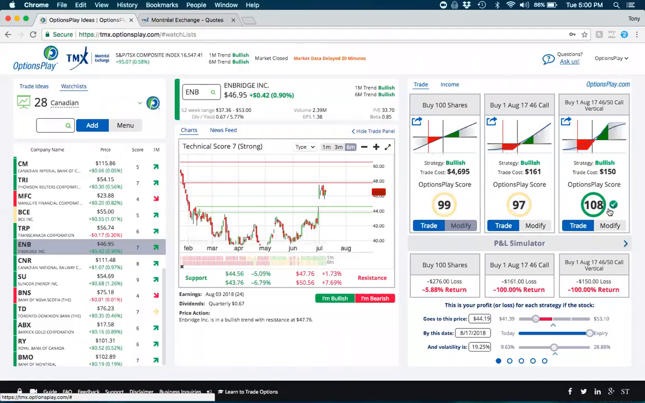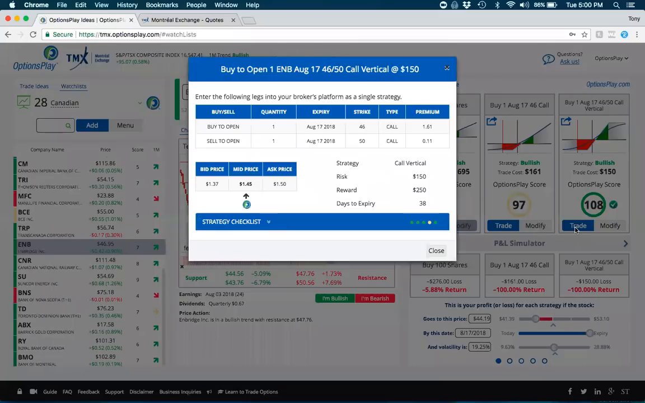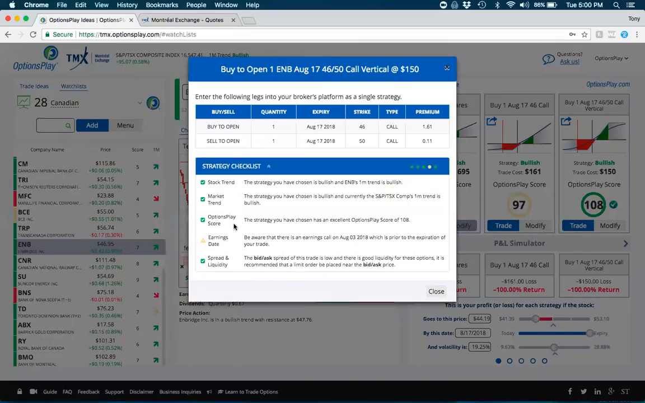So in this particular strategy, in this specific example, if let's say you decide that you want to trade this vertical here on the right, you can hit the trade button, and what we do is we provide what's called a strategy checklist. This is checking for a few different things.